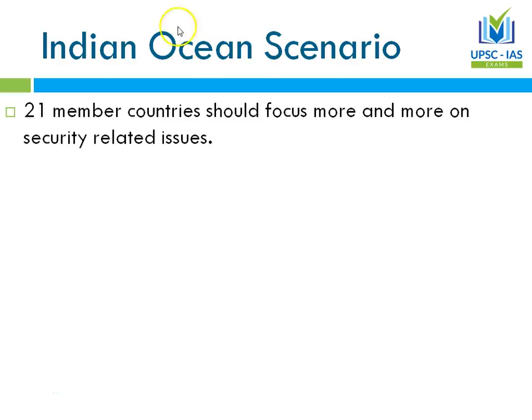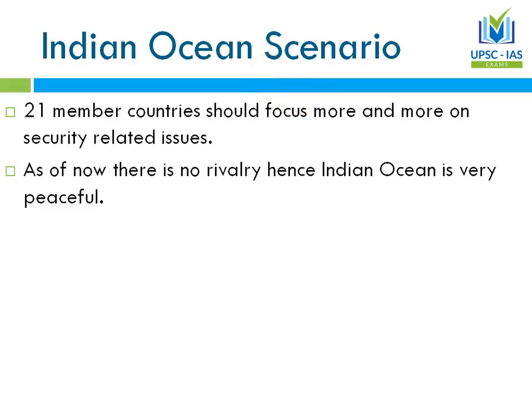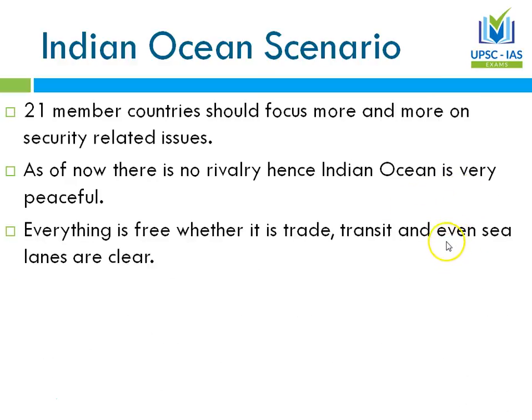Now at present, 21 member countries are there in IORA, and these 21 member countries should focus more and more on security related issues. The question is why? The thing is, at present there is no rivalry in Indian Ocean. Because there is no rivalry in this part of the world, it is peaceful. If there is any origination of rivalry, then we will find that this place will also get disturbed.